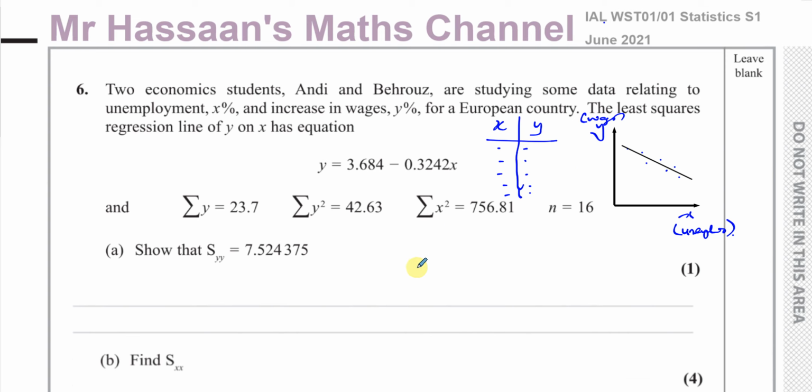So first of all, it says show that SYY equals 7.524375. So what does SYY mean? Well, basically, it's a measure of the variation of y, the y values, with themselves.